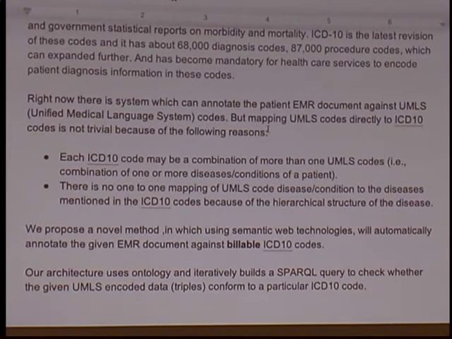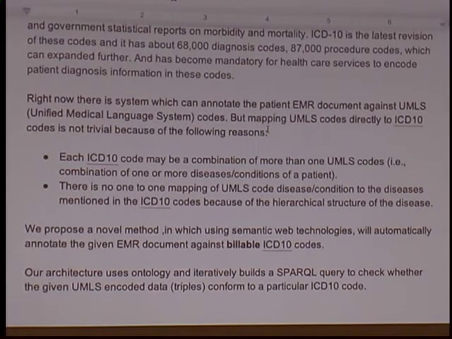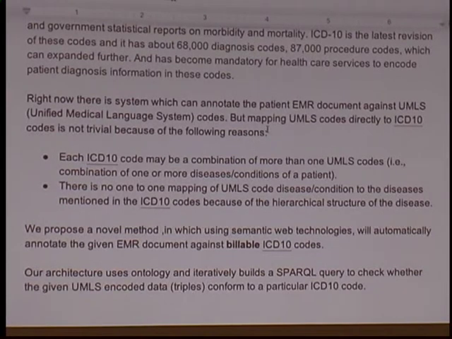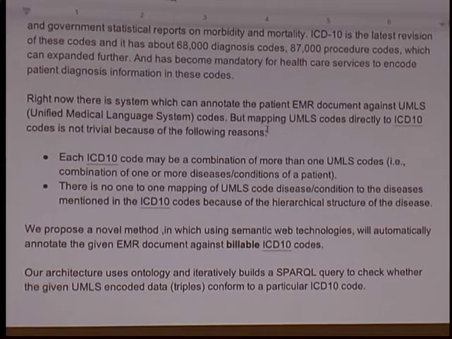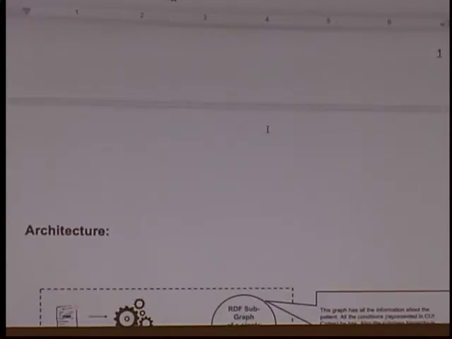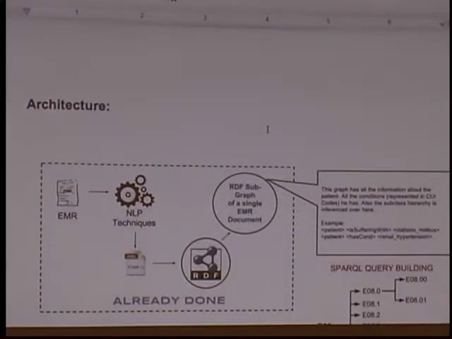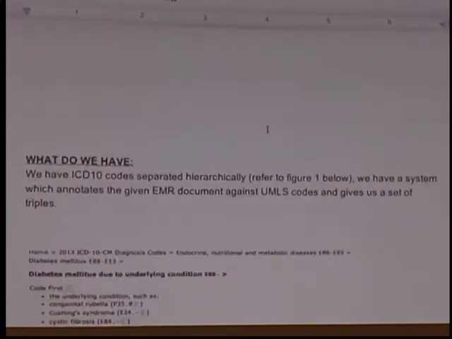When we first thought about this project, our first approach was using an ontology. For every ICD-10 code, we can use an equivalent class saying that a patient suffering with these three UMLS codes belongs to this ICD-10 code. But there we found a problem called the open world assumption. I don't want to explain that part, which is way beyond the scope of this project.